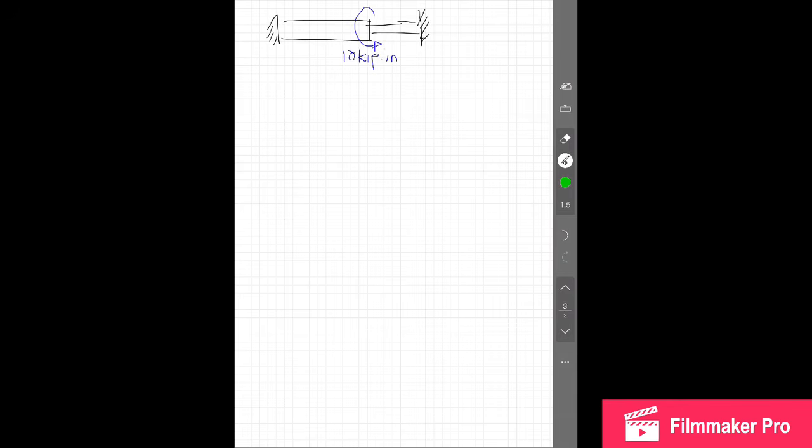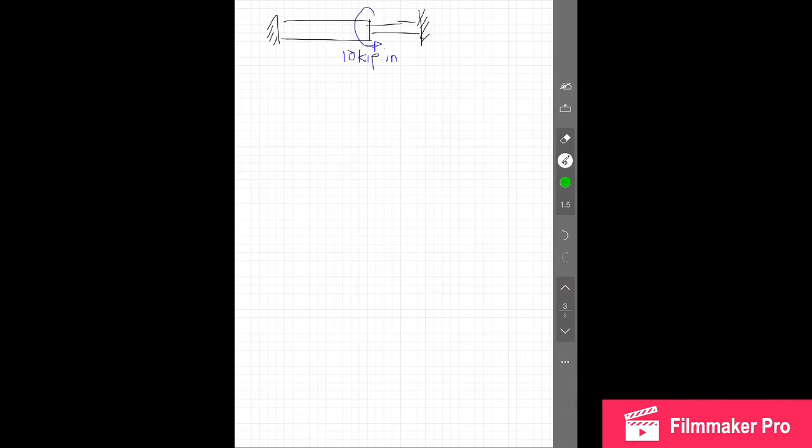So the aluminum segment is 3 inches in diameter and the modulus of rigidity for the aluminum is 4 times 10 to the 6 psi. And for the steel segment, it has a diameter of 2 inches and a modulus of rigidity of 12 times 10 to the 6 psi. So the torque is given as 10 kips inches, which is applied at the junction of the two segments. So ayan, nandun siya sa pagitan ng dalawang materyales. So compute the maximum shearing stress developed in the assembly.